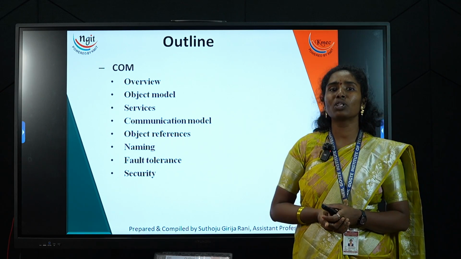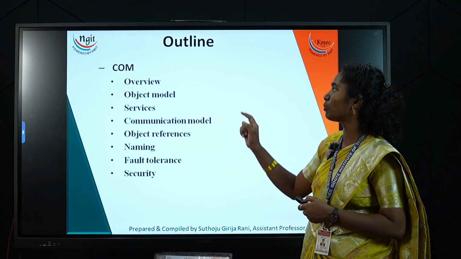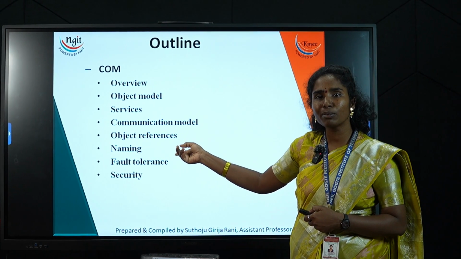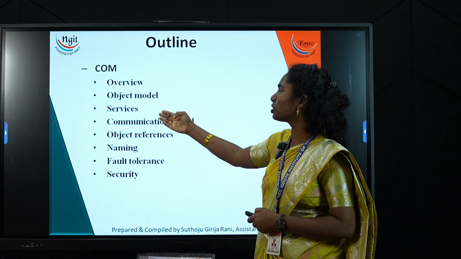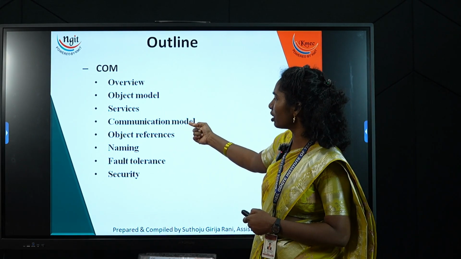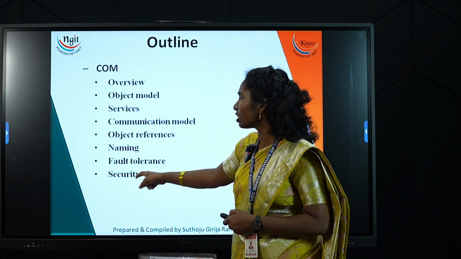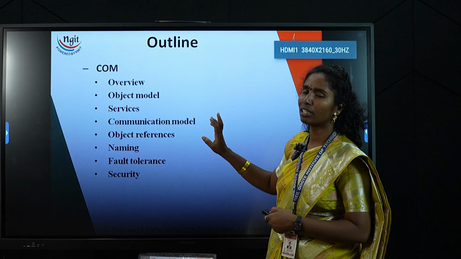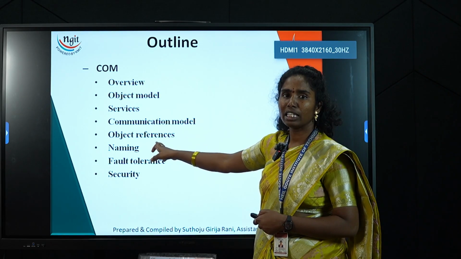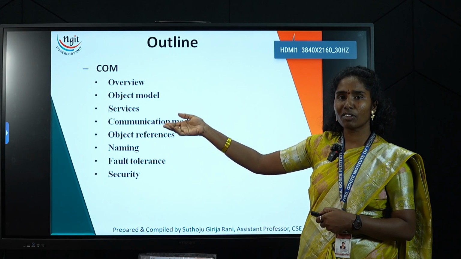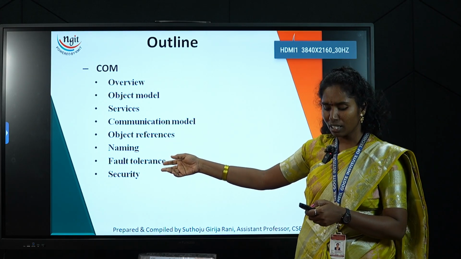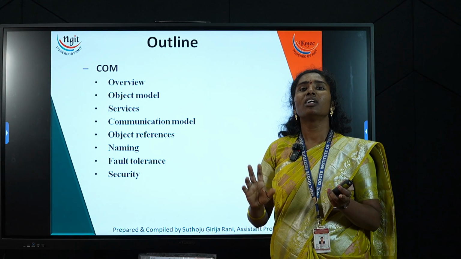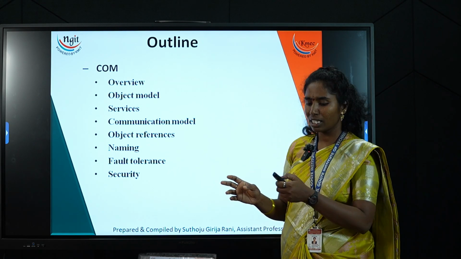The outline we are going to discuss today is the COM overview, then how the object model is represented, then a few services it can provide, and the communication model. Then naming, fault tolerance and security. In between we have the object references. These object references and procedures will be with respect to Java coding, the object oriented coding. We are not going to code, but we have to see how the objects can be called between the interfaces and the classes.